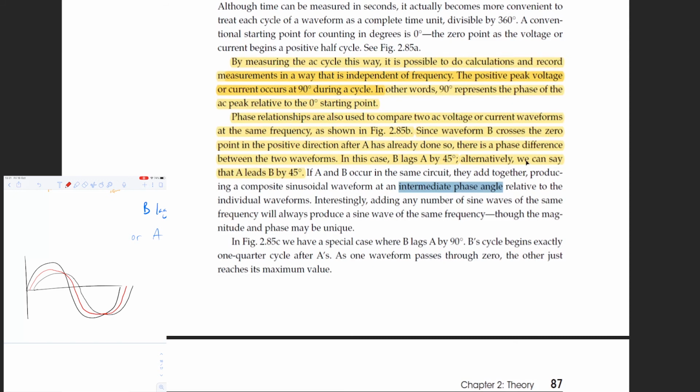Interestingly, adding any number of sine waves with the same frequency will always produce a sine wave of the same frequency, though the magnitude and phase may be unique. The magnitude and phase. Phase. Okay.